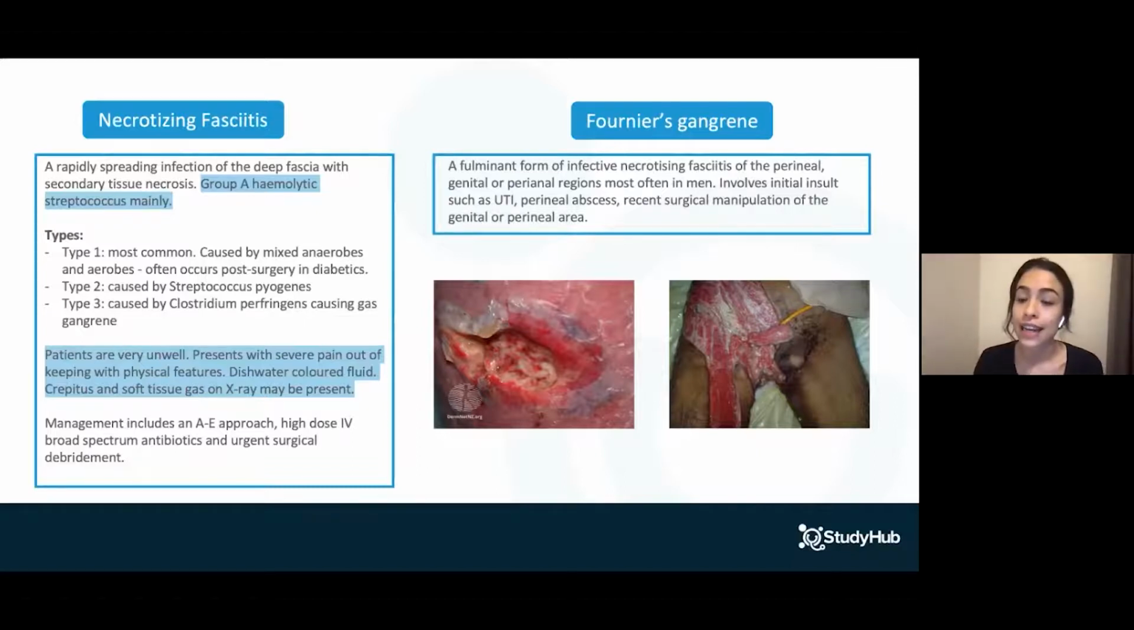Fournier's gangrene is a type of necrotizing fasciitis that affects the groin. Okay, so typically this might be a rapidly spreading UTI, a perineal abscess, or if you've had surgery in the area and you've introduced some bacteria there, that's caused this.